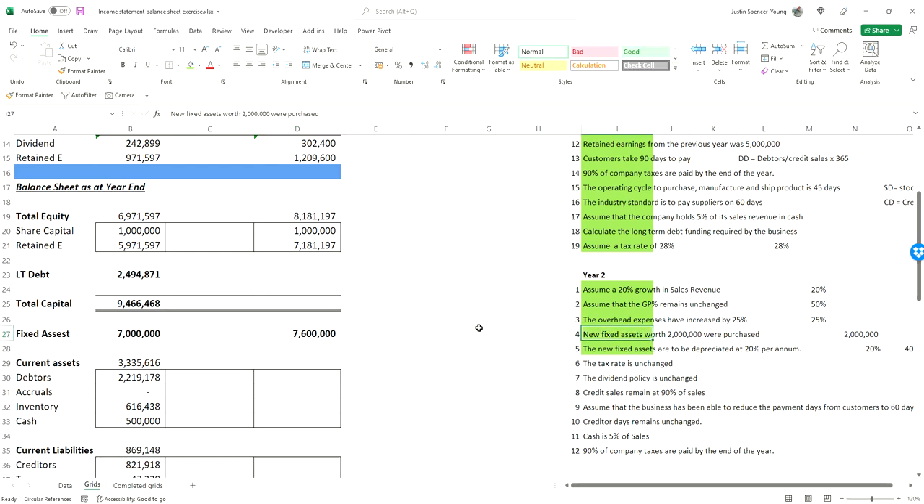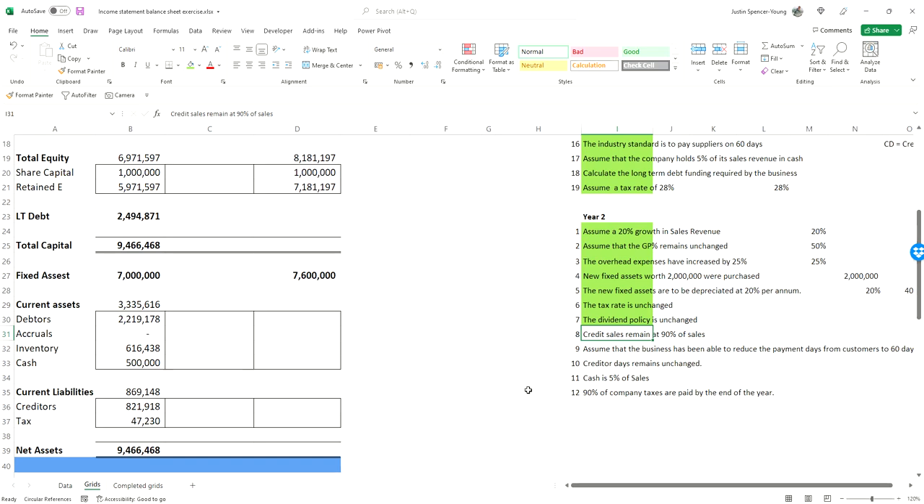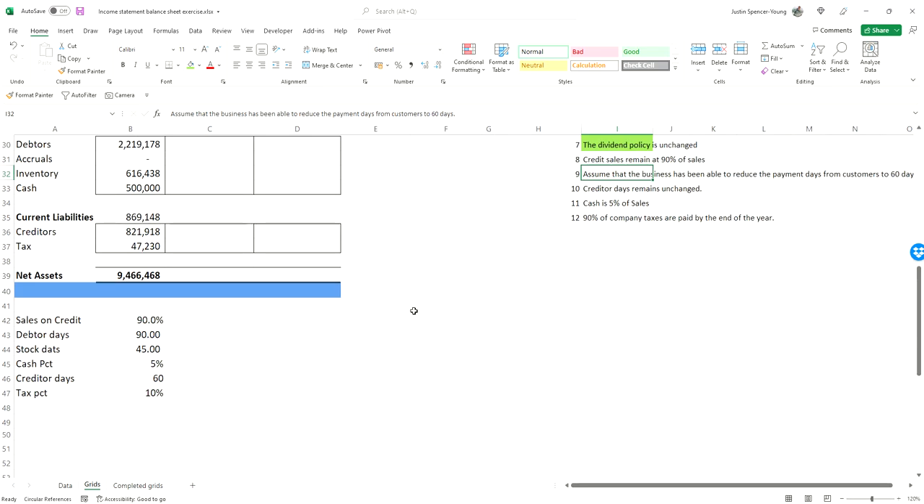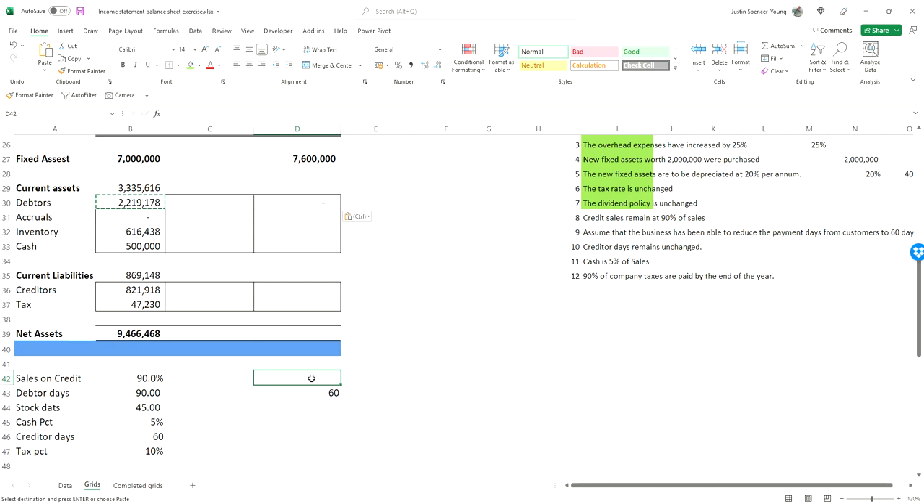So it's done. All right, we've in fact used the tax rate. Let's mark that. The dividend remained unchanged. Let's mark that. Credit sales remain at 90%. All right. Here we go. Assume that the business has been able to reduce the payment days from customers to 60 days. We were using 90 earlier. So let's put in here 60. And now let's do the calculation for our, in fact, we don't have to do the calculation. We can copy that formula. We can put it here. All right. We need to be sure that we have this 90% in there as well. There we go.